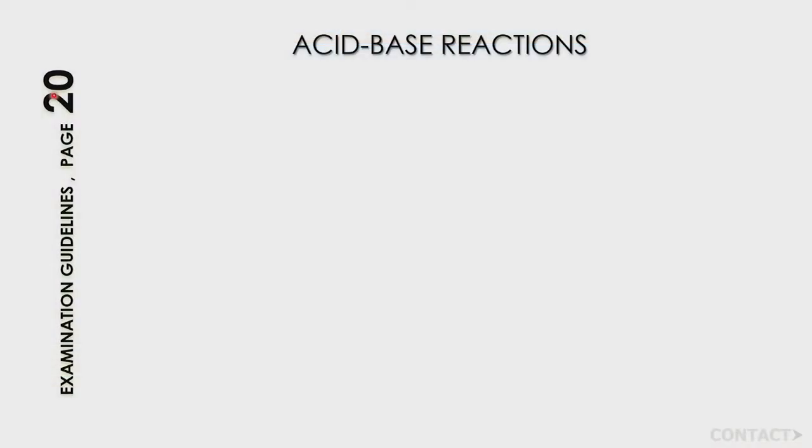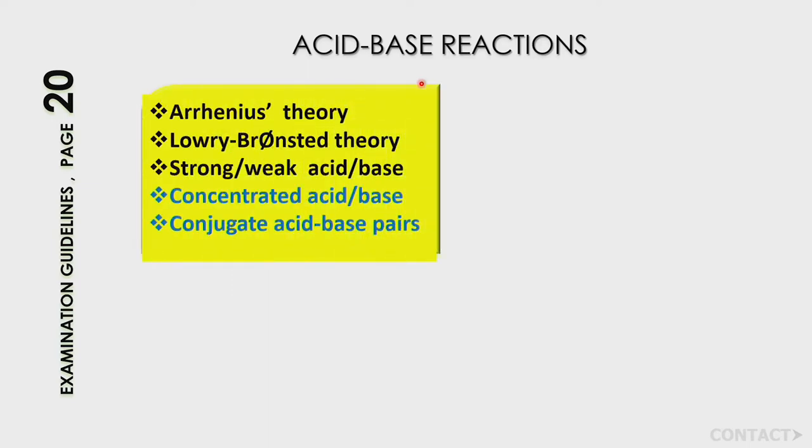Please have a look at my screen now. You'll notice here that for grade 12, it's the acid-base reactions that you have to know. First of all, we look at acid-base models, in other words, what type of acid-base theories there are, as well as some of the terminology. On the screen, you'll see, for instance, Arrhenius' theory, the Lowry-Bronsted theory, what's a strong or weak acid or base, and today we're going to talk about what's a concentrated acid, and lastly, what's a concentrated base.